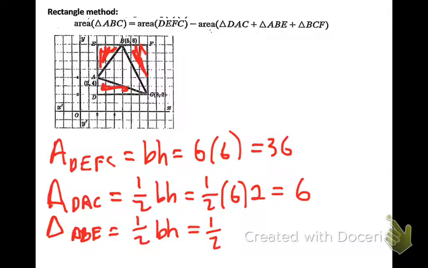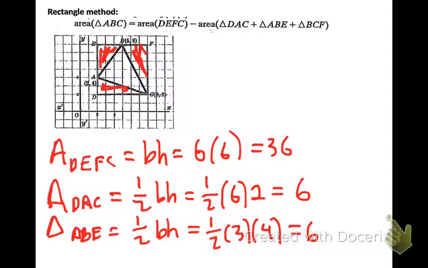So ABE, what can I use as my base? Abby? 3. Okay, we can use 3. And for my height, what can I use? 4. So that's going to be equal to 6, right?